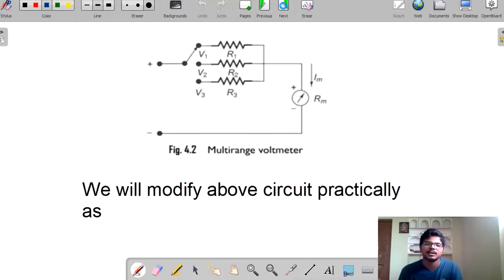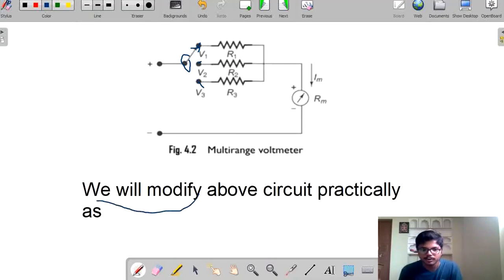See here, this is a switch, and these are terminal points. According to my requirement, I will just connect the switch here. When I connect the switch here, I will get a certain voltage. When I connect my switch to R2, I will get a different voltage.